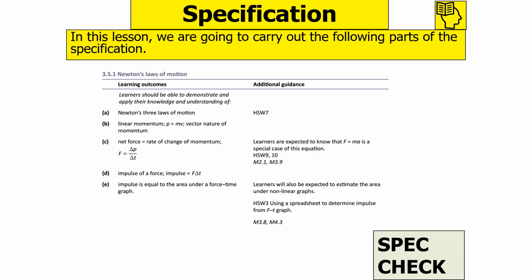In this lesson we're going to be looking at the following parts of the OCR A-Level Physics specification: 3.5.1 Newton's laws of motion.